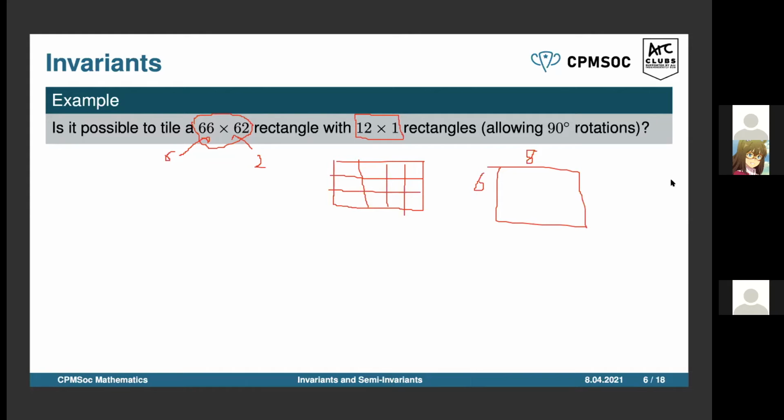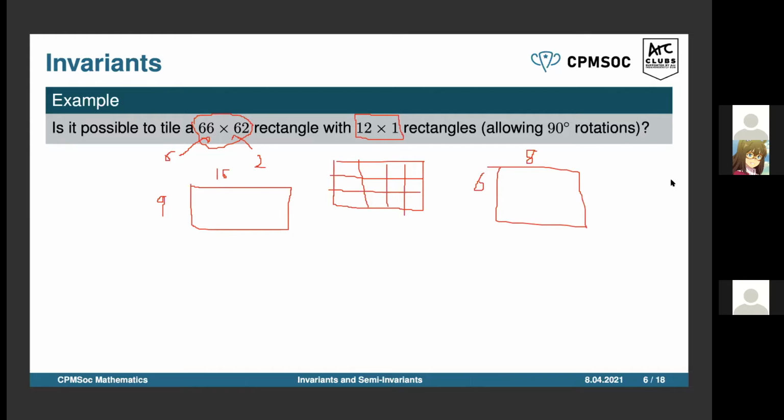And you can go even higher. For example, you could do 16 by 9. So 16 times 9 is 144, and that's divisible by 12. However, you still can't tile it with 12 times 1 rectangles if you try it out.